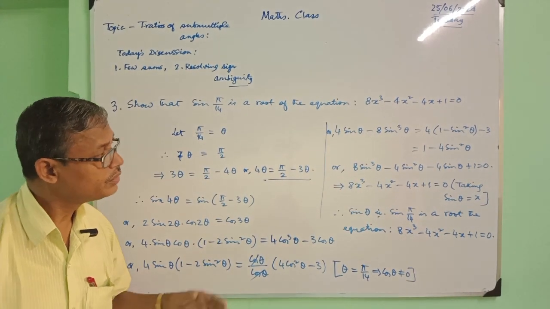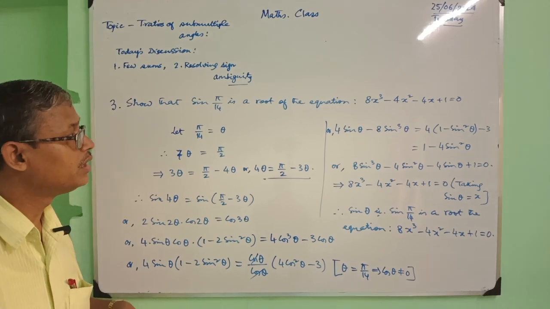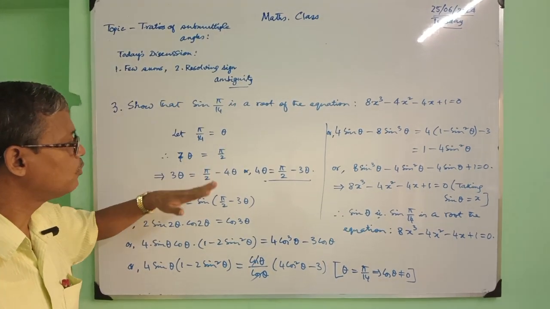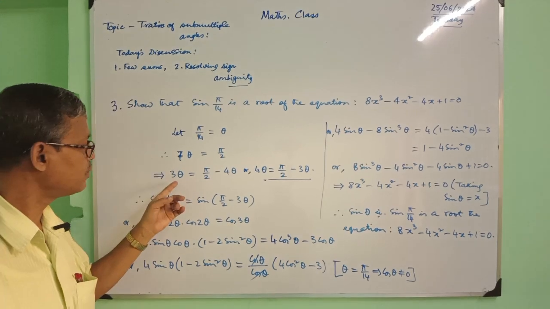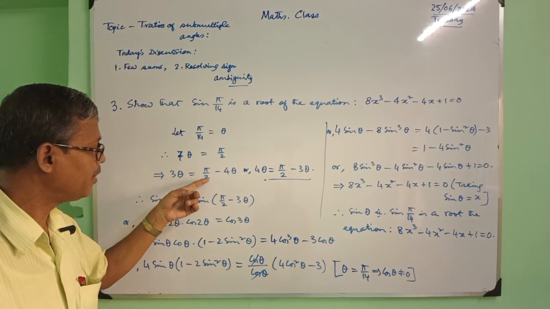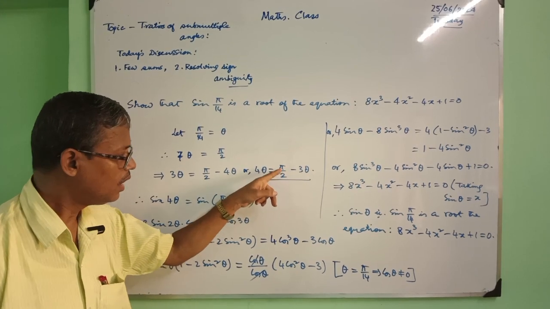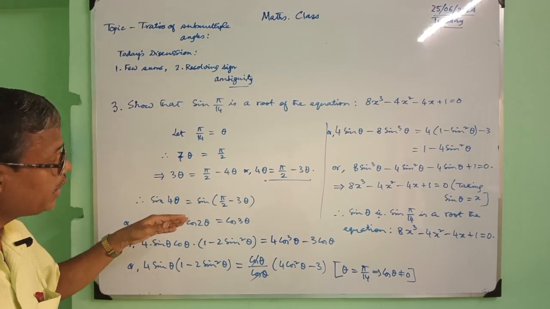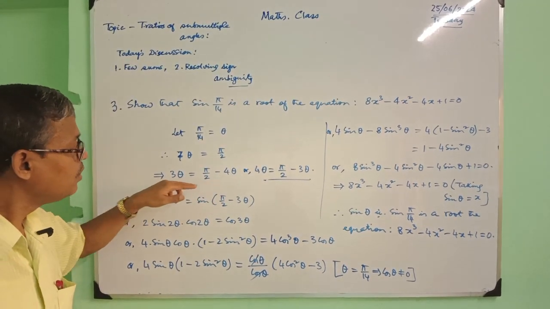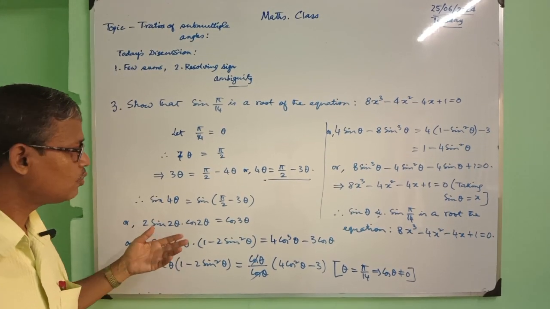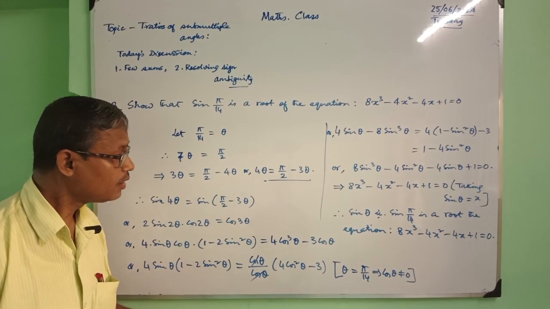We have solved in this way, taking pi by 14 equal to theta, from which 7 theta equal to pi by 2. Then I have expressed 3 theta is equal to pi by 2 minus 4 theta, or 4 theta equal to pi by 2 minus 3 theta. I have taken this one. Actually, if you take the other one, it will be longer, time taking, that is why I have taken this one.